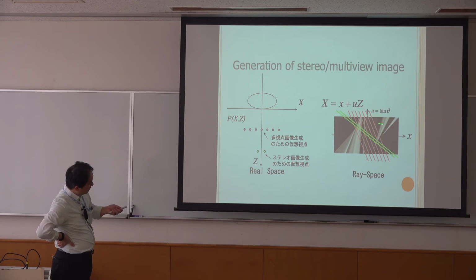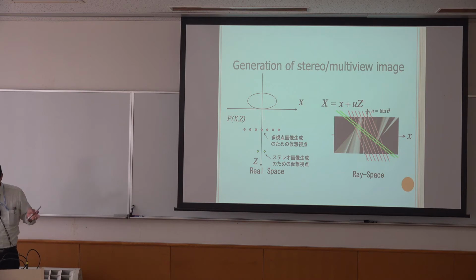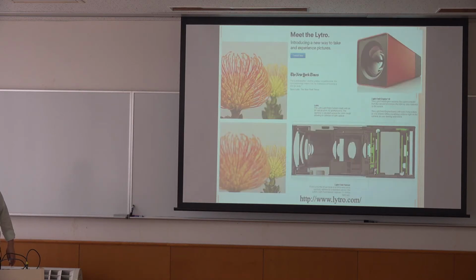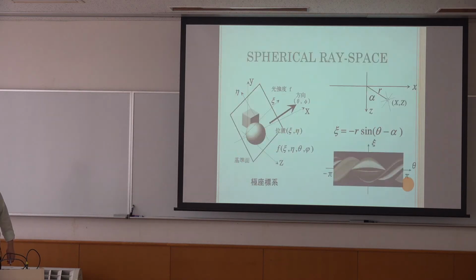The ray space is like this. This image has line structure. I skip this, okay.